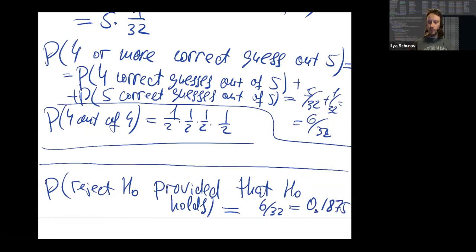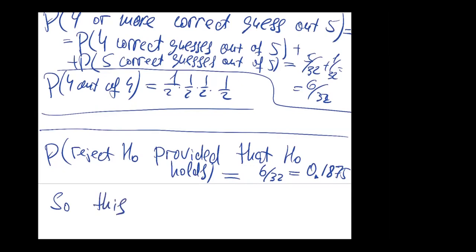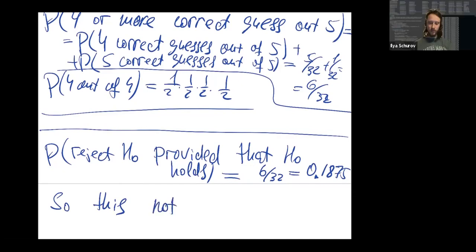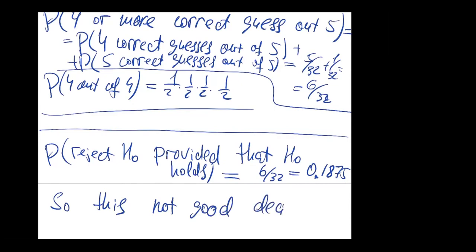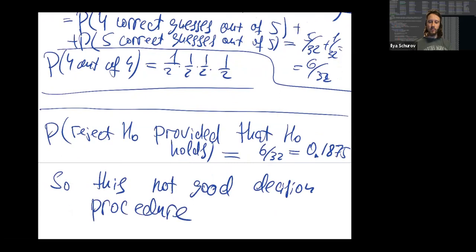So is it a good procedure or not? It's obviously over 5%, so well, not so good. So it is not a good, not an appropriate decision procedure. We would basically claim that people are magicians with probability about 0.2. It's too large.